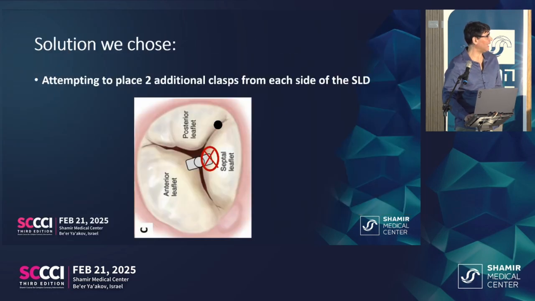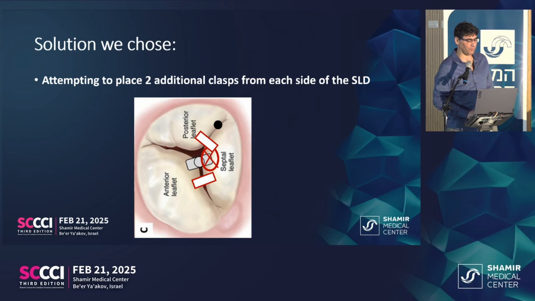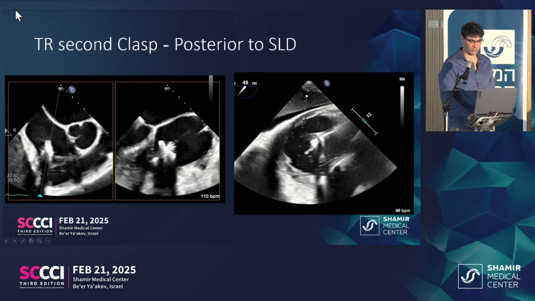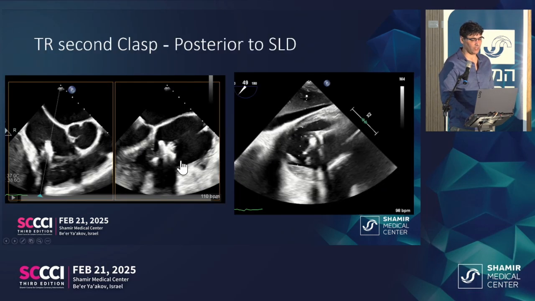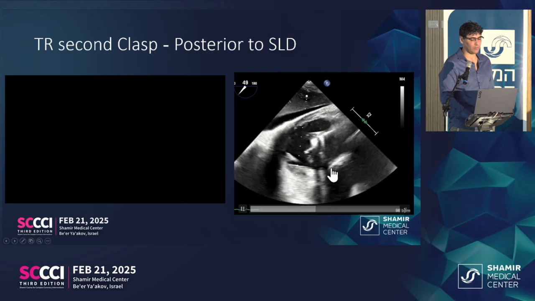Okay. What we opted to do is try to stabilize it with two more clasps, starting with the first one, of course, but this was detached. This is the X here, so it's now only connected to the anterior leaflet, and we believe that if we add a posterior leaflet and an anterior leaflet to septal, we will be able to hold it stronger there. And well, it works.